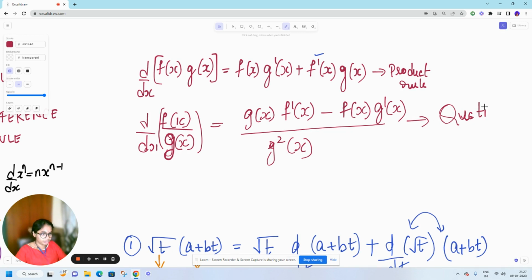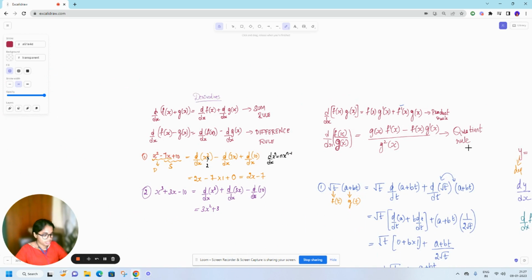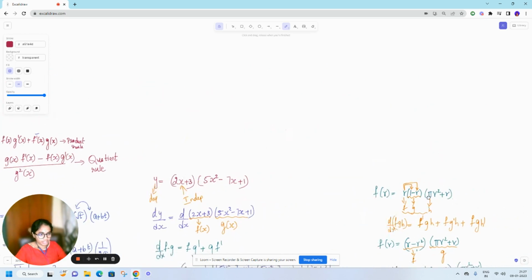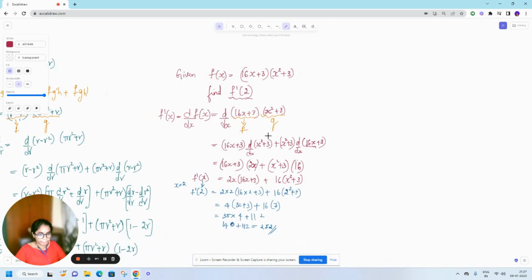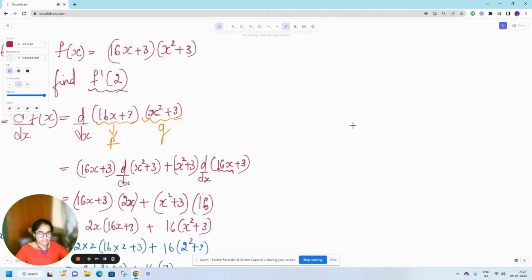Let us solve a problem on this now. Suppose they have given you, find the derivative of 4x plus 3 divided by 2x minus 1. How do you find it? What does the quotient rule say?